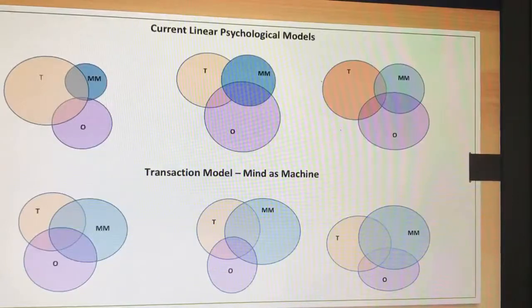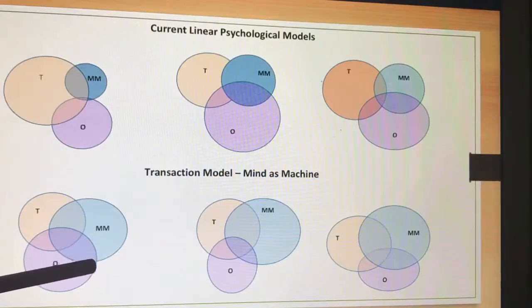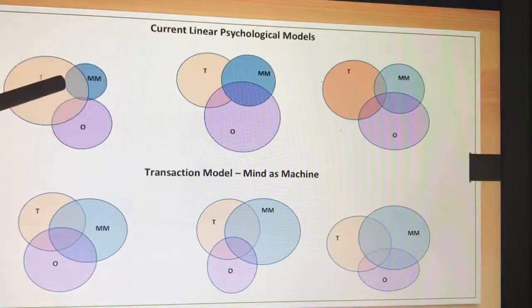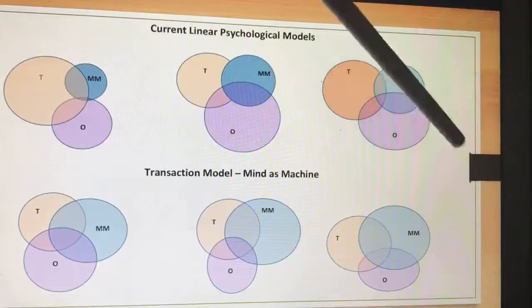Now, this is a fabulous diagram that I like to refer to. This first line over here demonstrates behavior without the mind as a machine concept. Below, we see the same three circles, but now we're applying the concept of mind as an information processing unit. This is an infant in both cases, this is an adolescent, and this last one here is an adult.